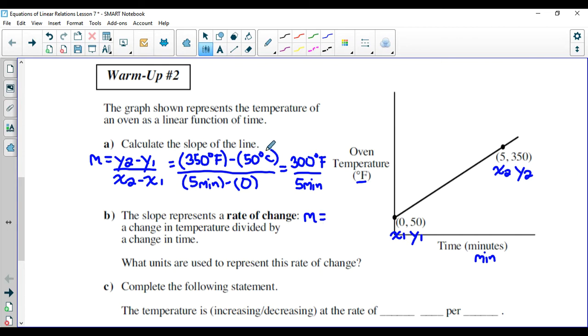And then I would have the slope would be equal to, do it in two parts. So we take the numbers and divide them. So 300 divides evenly into 5. It's going to give you 60. And then divide the units separately. So the units, you have degrees Fahrenheit divided by minutes. And again, those are two distinct units, so they don't in any way cancel each other off. So I'm just going to write down the units as a fraction. So this would be degrees Fahrenheit per minute.